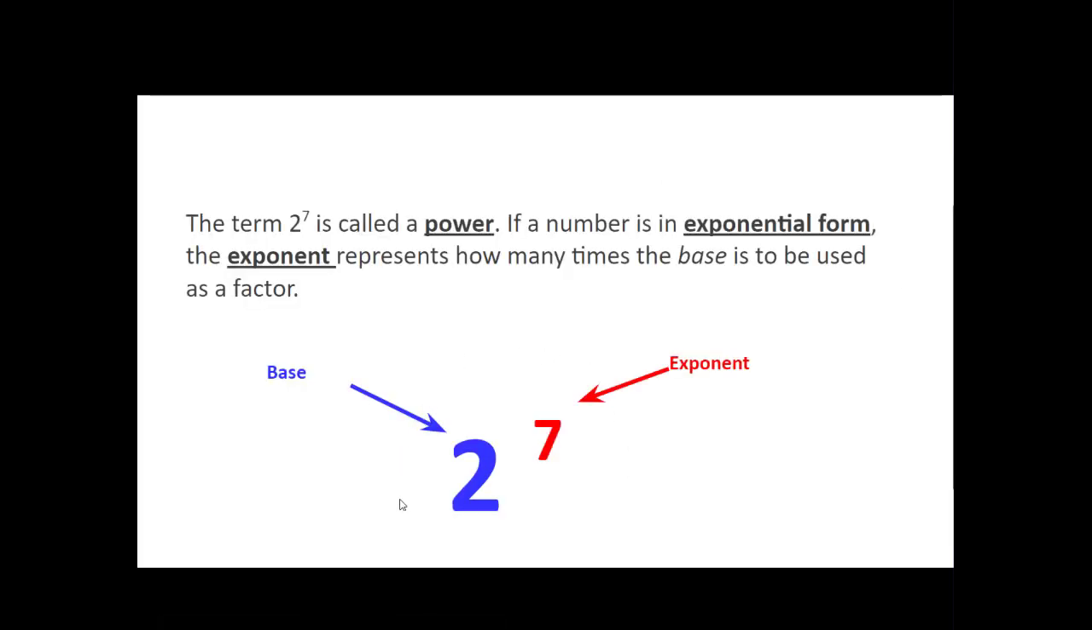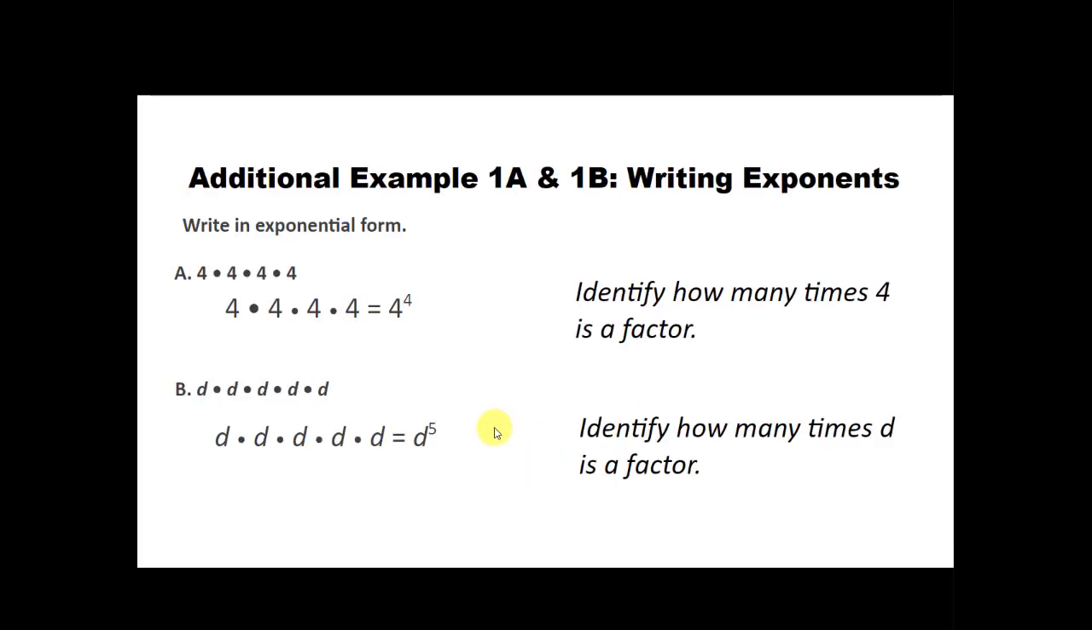So consider this example right here. This whole thing is called a power. The 2 in this example is called the base, and the exponent is the number that kind of floats up and to the right of the base. The exponent represents how many times the base is used as a factor. You've probably seen exponents at some point in your life.